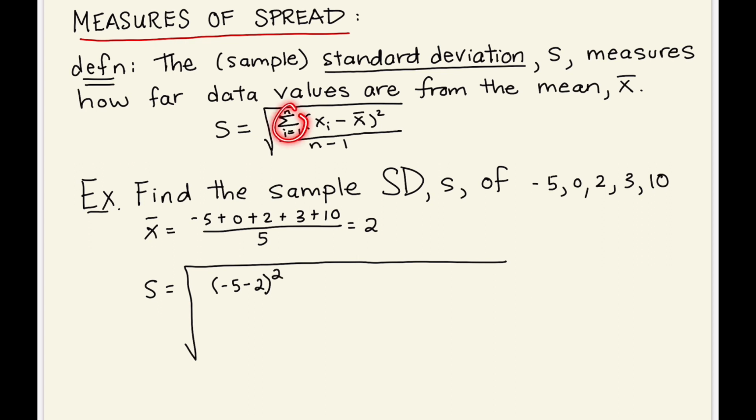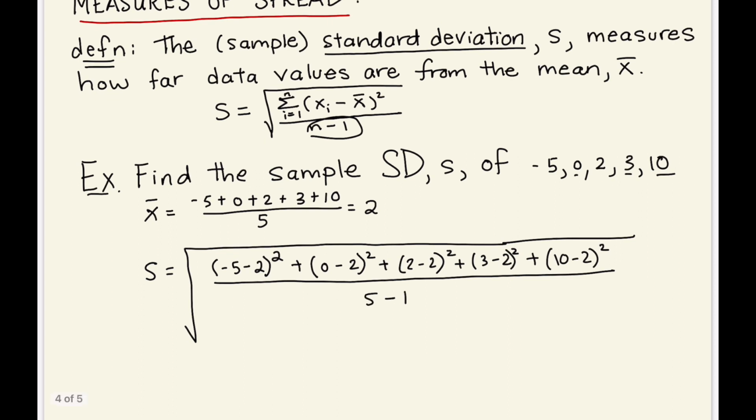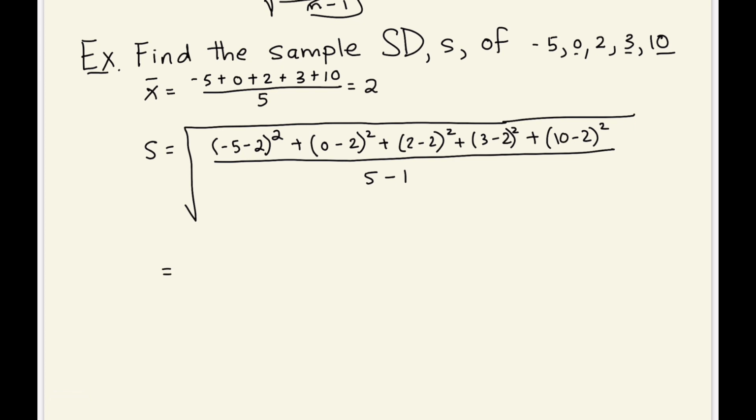And then this is telling me to go on to the next data value, okay, and I'm going to be adding. So I'm going to add, and we have 0 minus the mean, -2 squared. And then I have 2 minus 2 squared plus 3 minus 2 squared plus... And then finally we have 10 minus 2 squared. And this sum is divided by n minus 1, so that's 5 minus 1. And then I'm going to continue with my calculation.